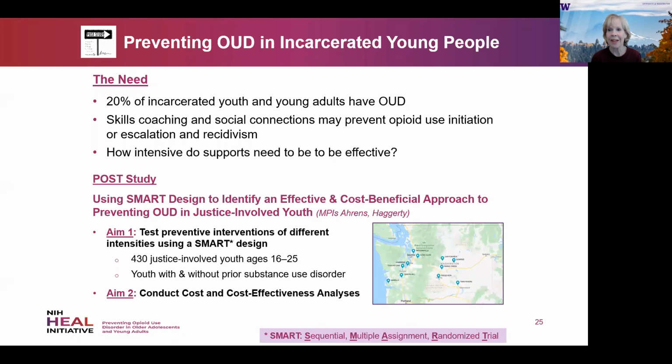So in the POST study, the team is trying to identify both effective and cost-effective intervention approaches to reducing opioid use disorder in a sample of about 400 people between the ages of 16 and 25 who are incarcerated in the state of Washington. This trial uses a SMART design, and I'll say more about what that is in a minute. But again, our objective is to understand which interventions, how intensive they need to be, to be effective and also cost effective.